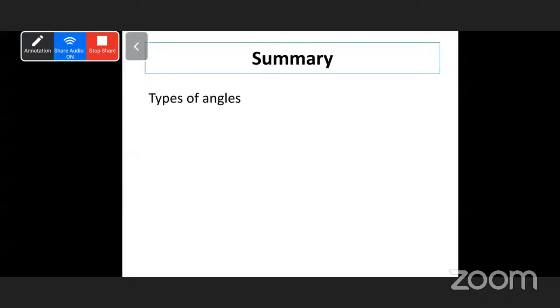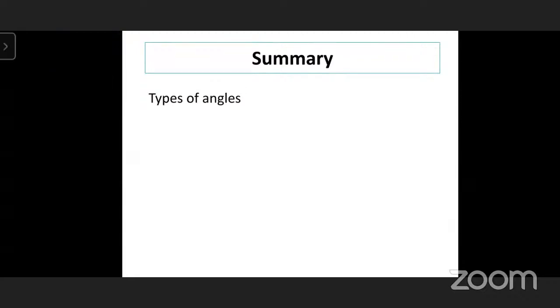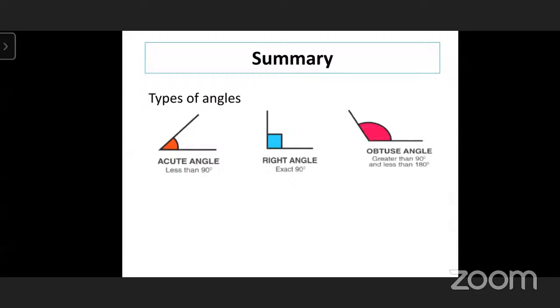Okay, we'll move towards, we have learned about the types of angle. So we'll just revise those types of angle. You all remember this, right? The first type of angle is acute angle. It is less than 90 degree. Then we have right angle, which is always exactly 90 degree. Then we have obtuse angle, that is always greater than 90 degree, but less than 180 degree.